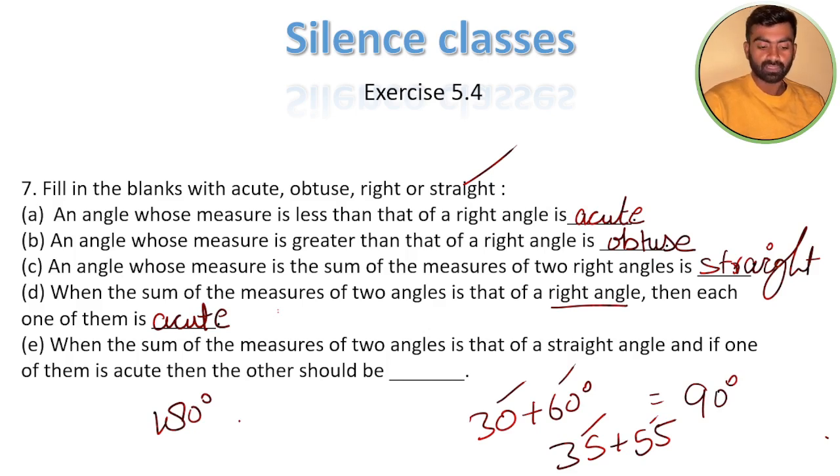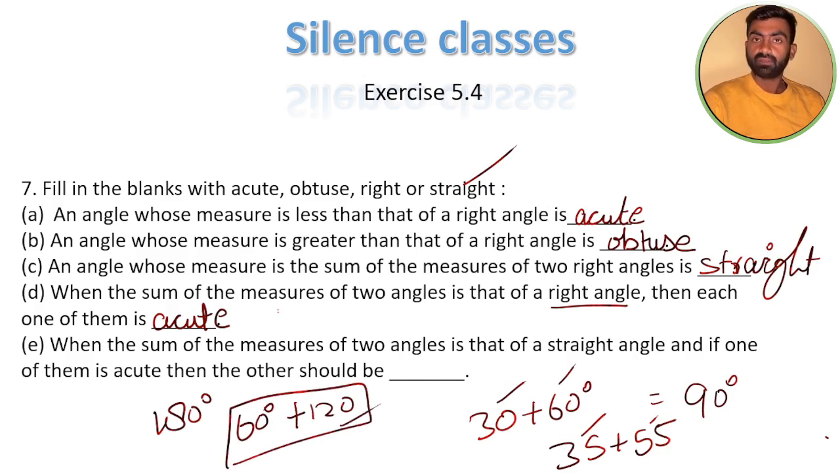If one angle is less than 90 degrees, then the other angle is always greater than 90 degrees. For example, if we take a 60 degree angle, then 180 minus 60 will become 120, means 120 is the other angle. 60 plus 120, and 120 is greater than 90 degrees, so we can say the other one is an obtuse angle. Okay, obtuse angle.